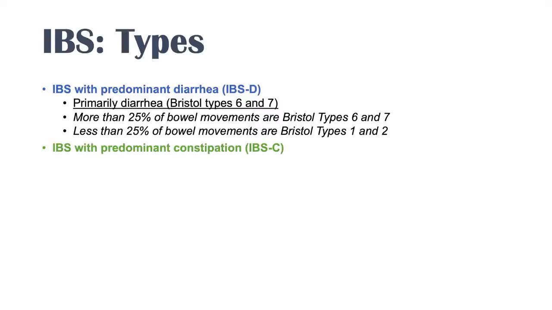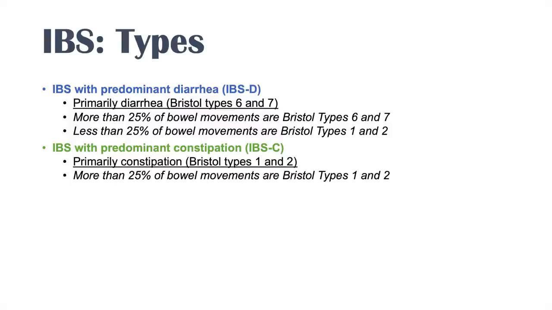There's also IBS with predominant constipation, or IBS-C. So this is, again, primarily constipation, on the opposite end of the Bristol stool chart, Bristol types 1 and 2. In order to make the diagnosis of this subtype, we need more than 25% of affected bowel movements to be Bristol types 1 and 2, and less than 25% of affected bowel movements to be Bristol types 6 and 7.